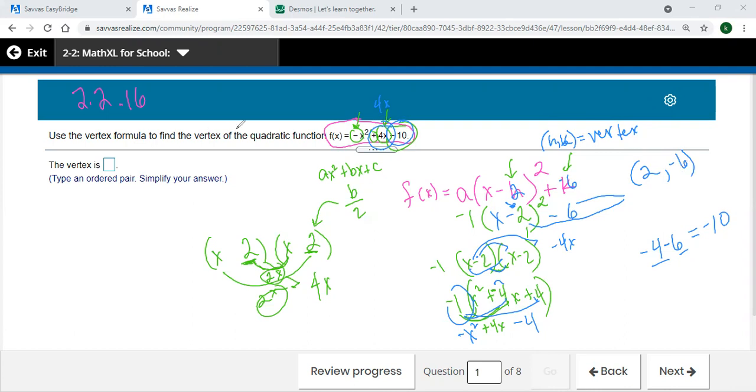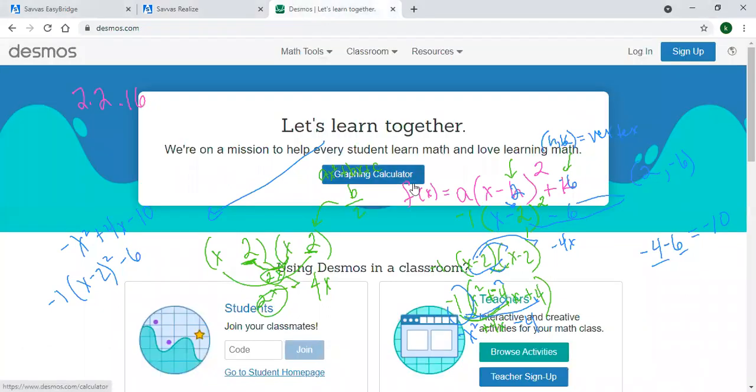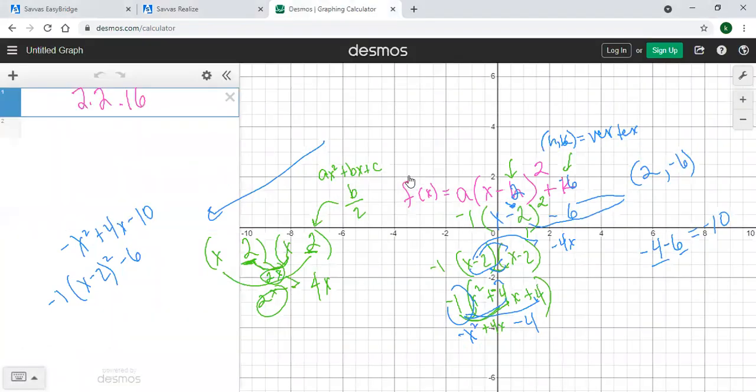Remember our original problem here. I've got so much stuff written here, I kind of have a mess. Let me erase some of that so we can read it. The original problem was -x squared plus 4x minus 10. And what we have right now is -1 times x minus 2 squared minus 6. Let's just graph both of those in Desmos, and if they really are the same, they should line up right on top of each other. So let's hop on over to Desmos and go to the graphing calculator.